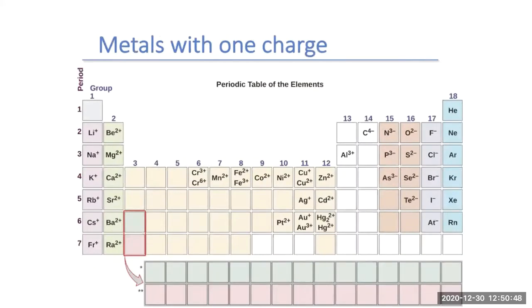First, looking at the fixed charge ones, because those are a little bit easier. Our fixed charge ones are usually our main group elements. So the main group ones tend to have a fixed charge. And then there are 4 transition metals that have a fixed charge: nickel, silver, cadmium, and zinc. It would be good to remember these 4 in particular. Nickel, zinc, and cadmium all form +2, and silver forms a +1.